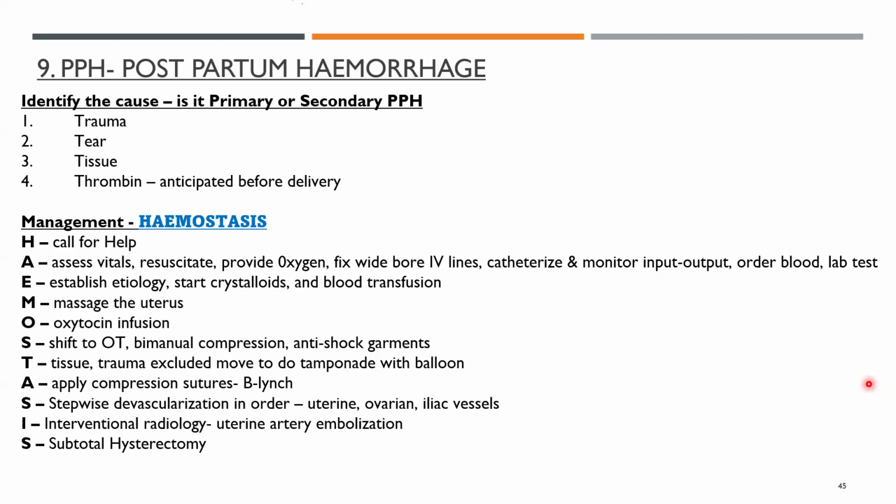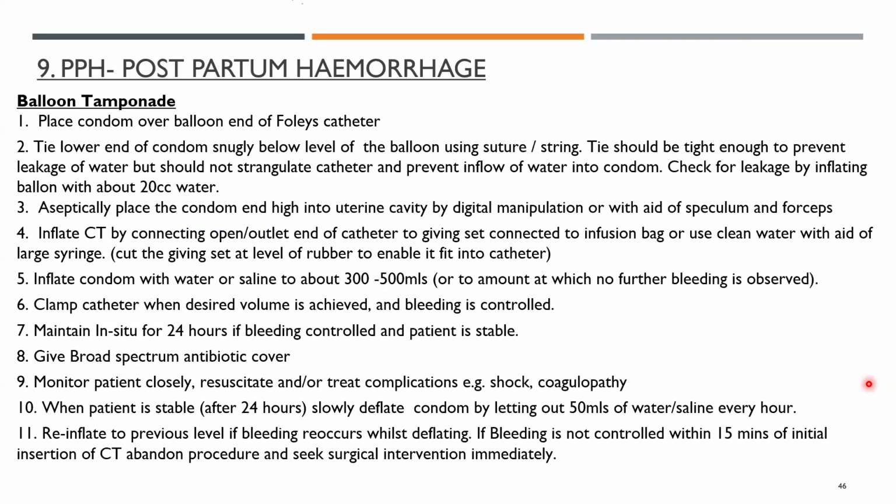If this doesn't work, apply compression sutures, where you go in with your B-Lynch sutures. S, if doing a B-Lynch suture still hasn't helped, now you go in to cut the blood supply. So stepwise devascularization in order of the uterine vessels, followed by the ovarian vessels, and if that doesn't work, iliac vessels. I, if she's still bleeding, go in with interventional radiology and do a uterine artery embolization. And if we still have not controlled the PPH, our last option is to do a subtotal hysterectomy. You don't have time to do a total hysterectomy because your intention is to stop the bleeding.